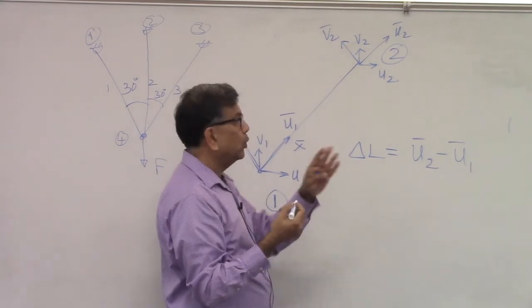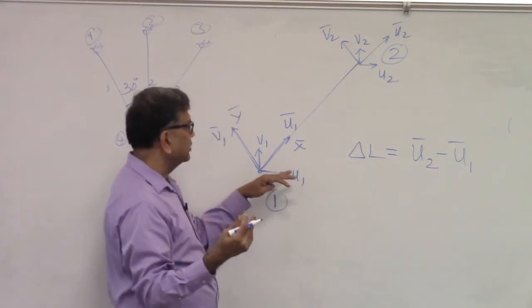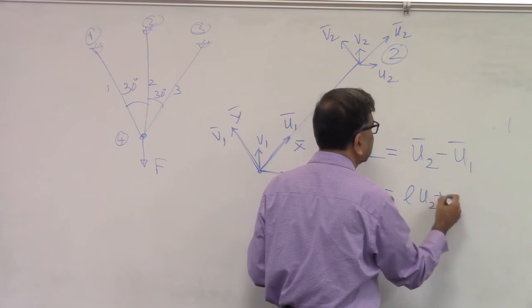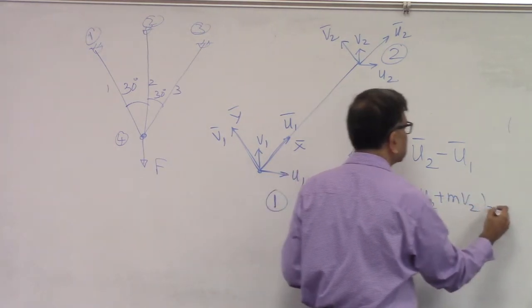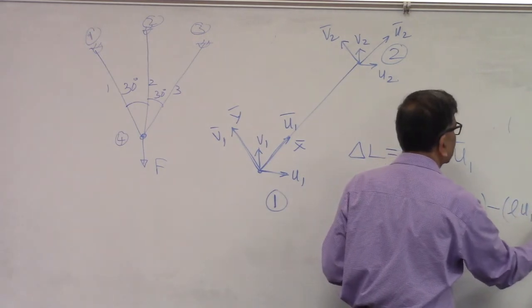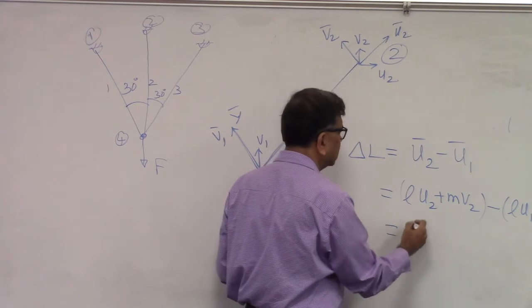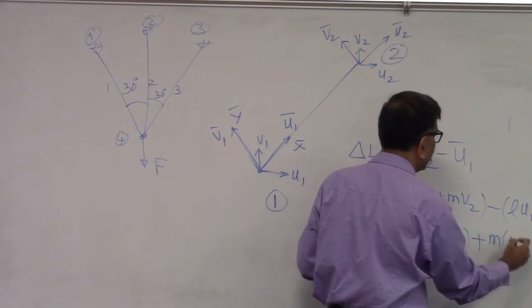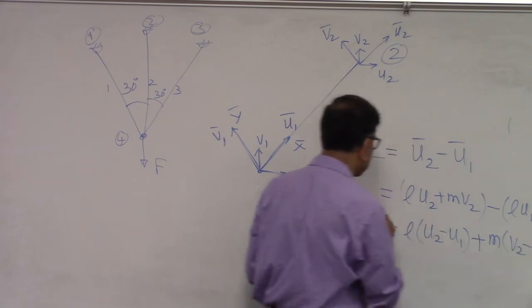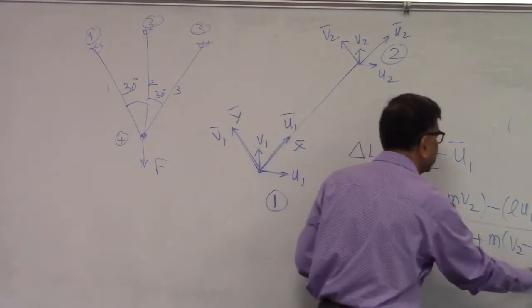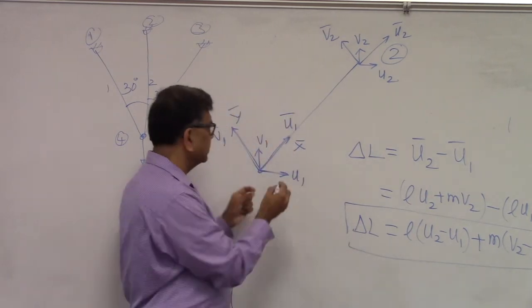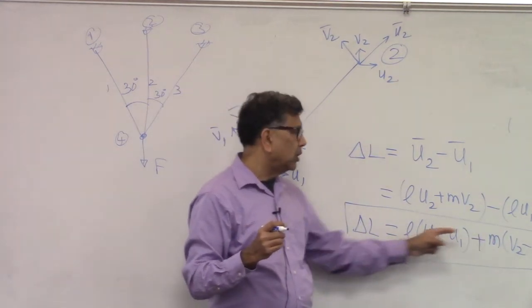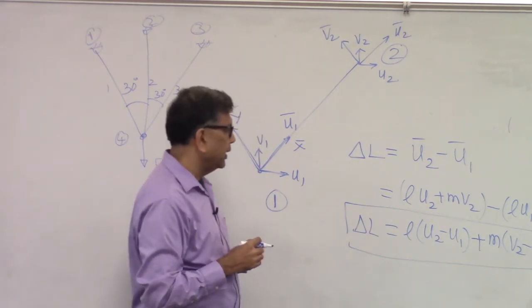But we don't know U2 bar and U1 bar. We know only U1, V1. Finite element solves all the displacements in the global degrees of freedom. Take it from me, U2 bar is L U2 plus M V2, minus L U1 plus M V1. Write this down, it is also in the book. This can be written as L times (U2 minus U1) plus M times (V2 minus V1). This is the formula for delta L. So for any element, if you know the four displacements U1, V1, U2, V2 of the two nodes and the direction cosines, this formula gives you the elongation of the element, delta L.